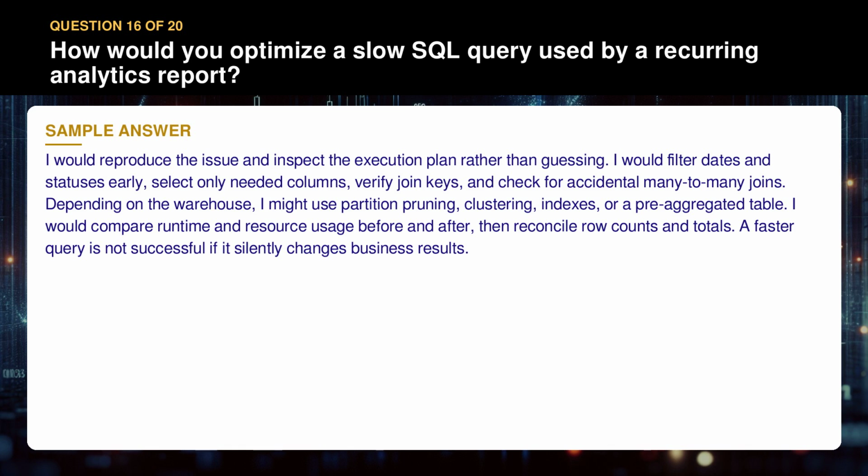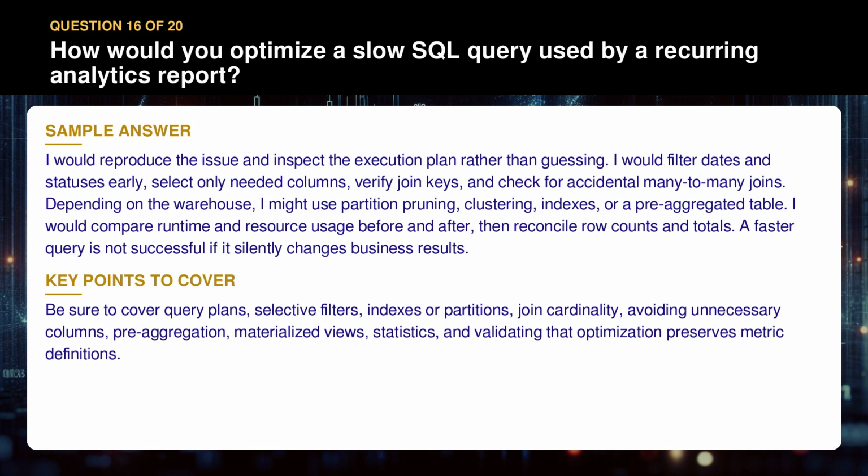I would compare runtime and resource usage before and after, then reconcile row counts and totals. A faster query is not successful if it silently changes business results. Be sure to cover query plans, selective filters, indexes or partitions, join cardinality, avoiding unnecessary columns, pre-aggregation, materialized views, statistics, and validating that optimization preserves metric definitions.